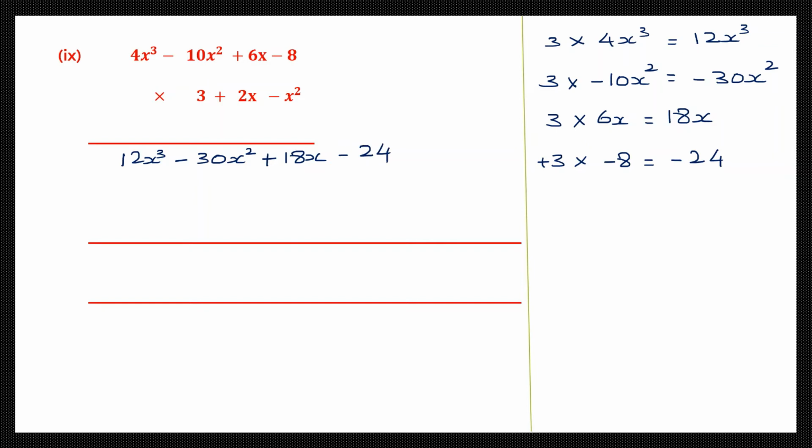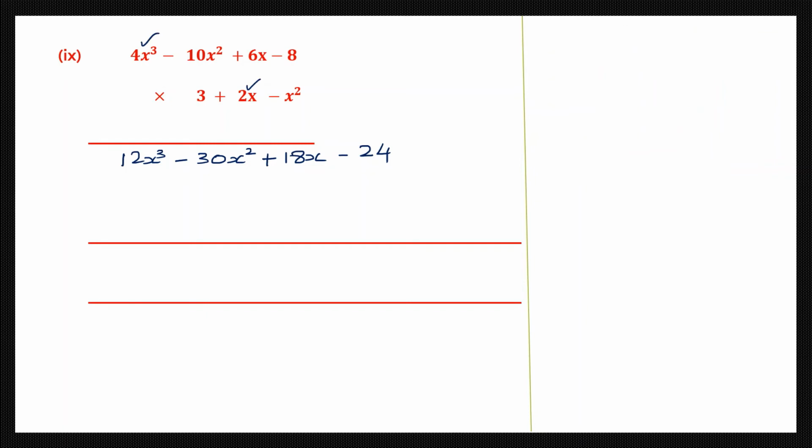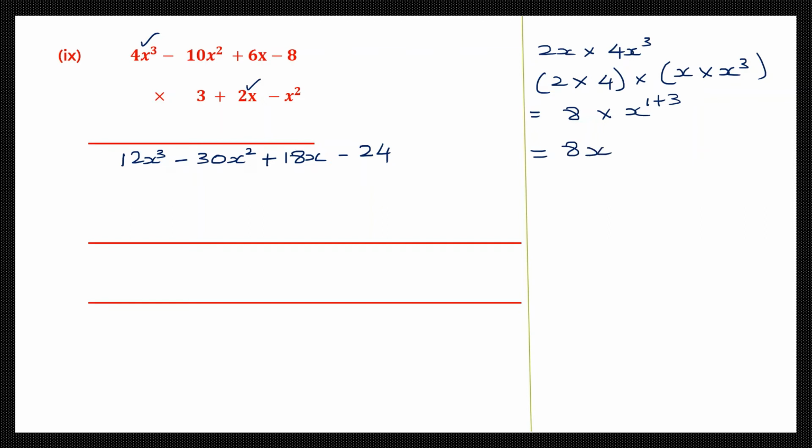We are going to take plus 2x. So that is going to be 2x into 4x to the power of 3. So let's take the numbers 2 into 4 and x into x to the power of 3. So that is 2 4s are 8 into x to the power of 1 plus 3, which is 8x to the power of 4. We don't have a column, so let's write it separately. Plus 8x to the power of 4. So now we have finished with 4x cubed.